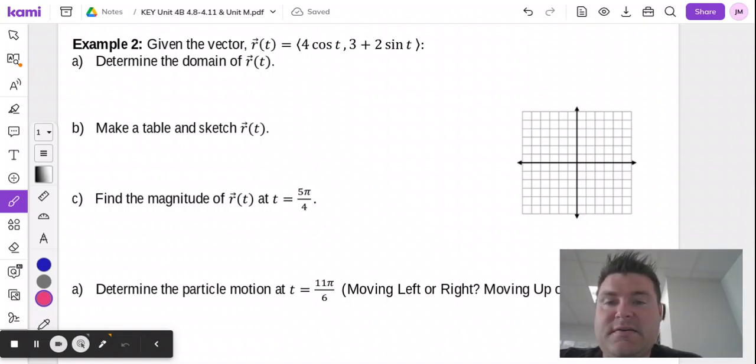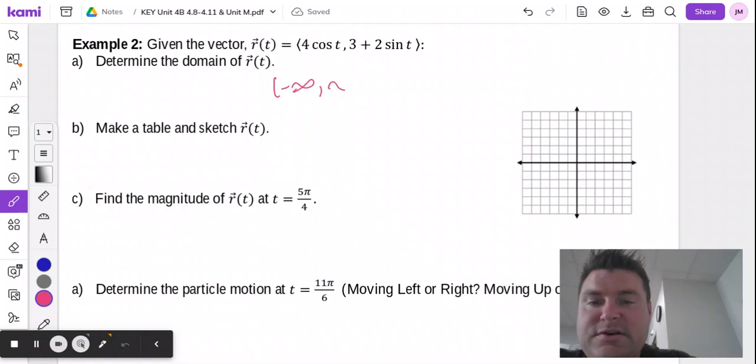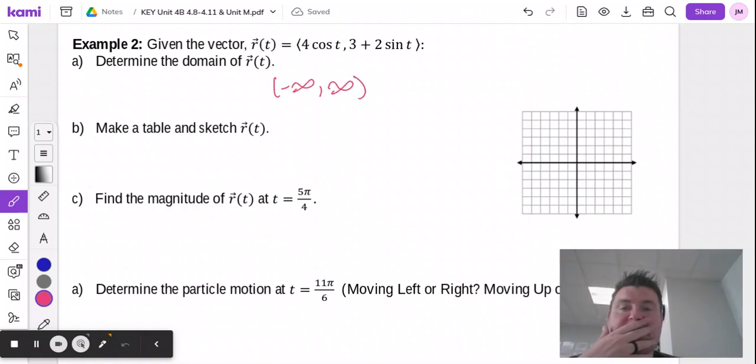Determine the domain of r of t. Well, luckily here we have trig stuff. So the domain of both of these are going to be from negative infinity to infinity. So they're going to overlap at negative infinity to infinity. So the time does not matter for us, the t value.